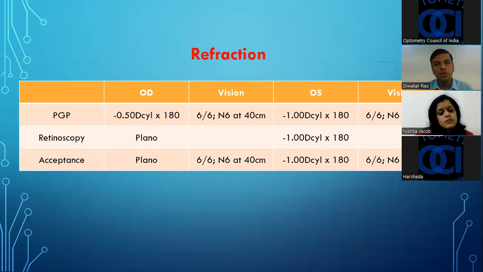PGP, the patient was using 0.5 diopter cylinder, axis 180 in the right eye. Vision was 6/6, N6. In the left eye, -1 cylinder, axis 180. Vision was 6/6 and N6. Retinoscopy showed right eye plano and left eye -1 cylinder. Acceptance was plano in the right eye and left eye -1 diopter cylinder. Both eyes' visual acuity was 6/6, N6 with this correction.